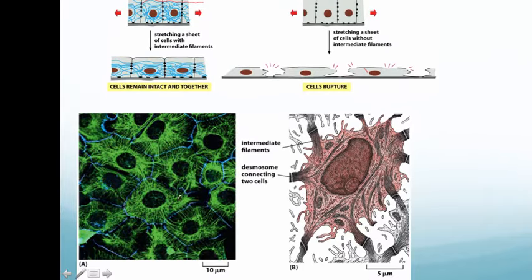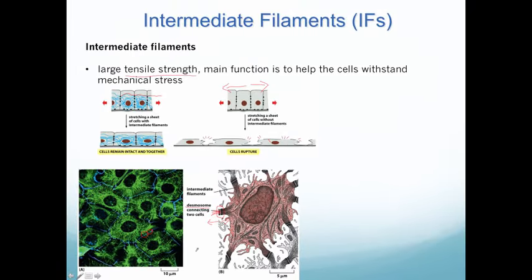Down here, when you look at a sheet of cells connected to each other, you actually see the intermediate filaments bridging the two cell junctions. They do so through a structure called the desmosome. The desmosome is a specialized, weld-like structure that connects the intermediate filaments of one cell to the intermediate filaments of an adjacent cell. Therefore, when you pull on these two cells apart from each other, they resist pulling and won't be pulled apart. So that's their main function.